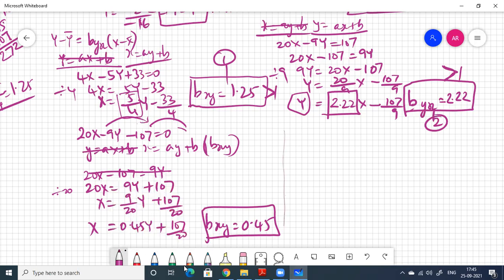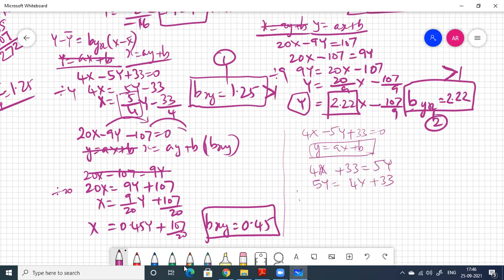So b of xy you got. Now what you have to do, you take the other equation. 4x minus 5y plus 33 is equal to 0. Okay. Now you bring this into y is equal to ax plus b form. Okay. You bring this into this form. Now that means 4x plus 33 is equal to 5y. So 5y is equal to 4x plus 33.